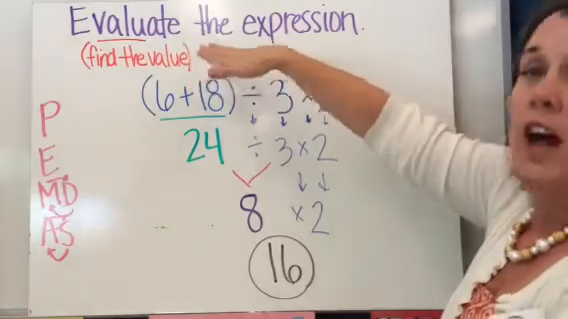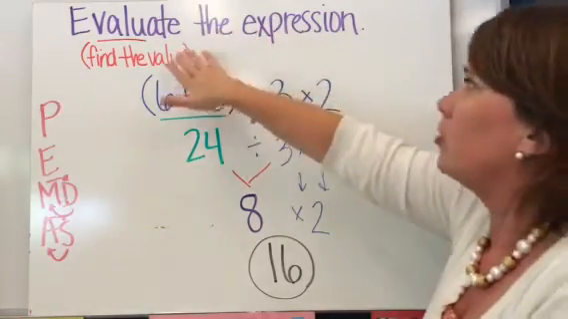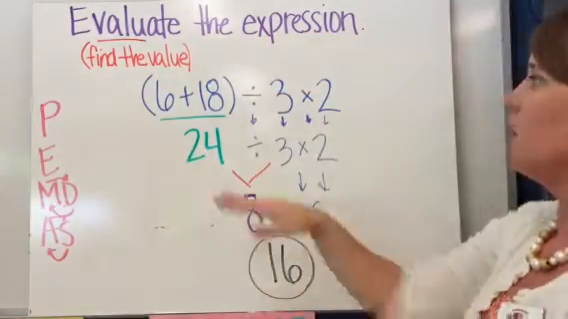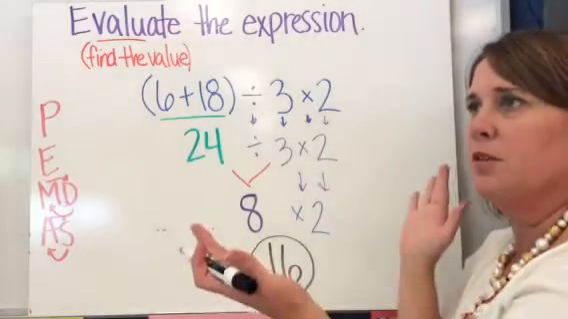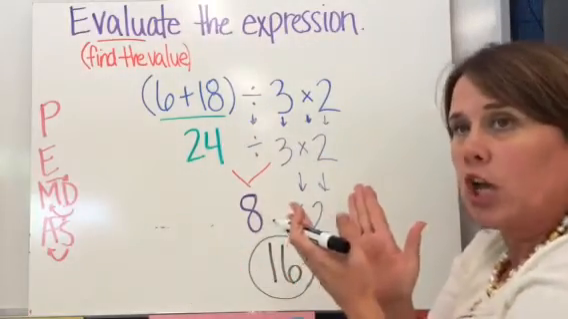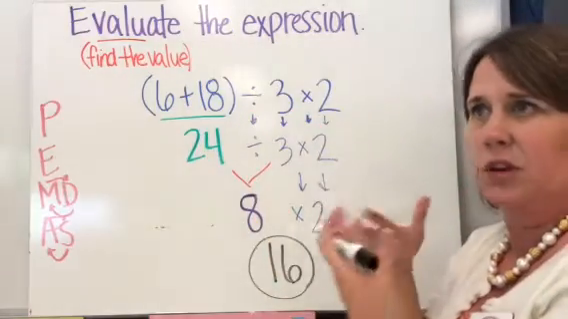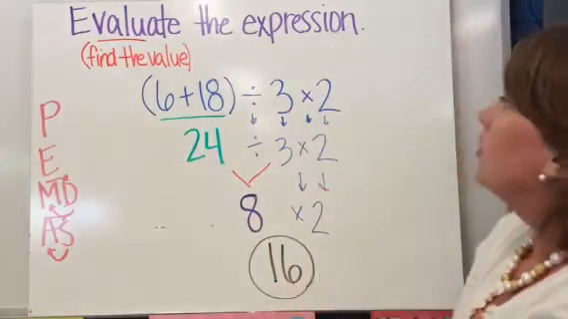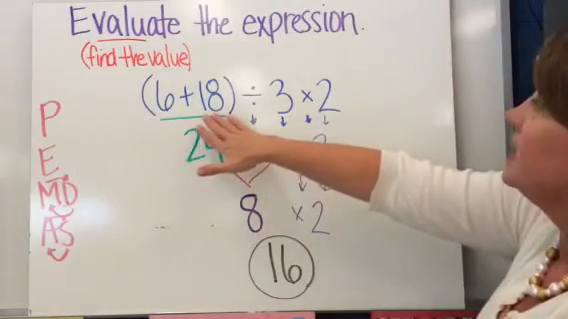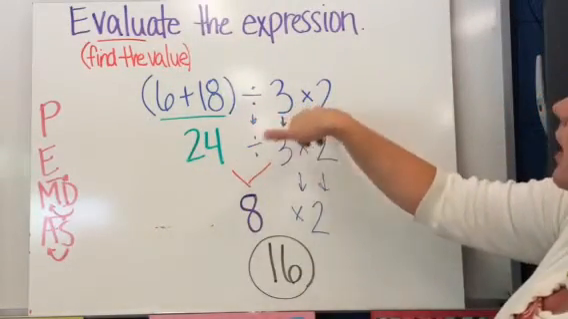Sometimes they'll ask you to evaluate the expression. That just means find the value of it. Sometimes they'll ask you to simplify. And simplify just means make the problem simpler. Get rid of all the operation symbols. It's another way of saying work this problem. So this time we have (6 plus 18) divided by 3 times 2.